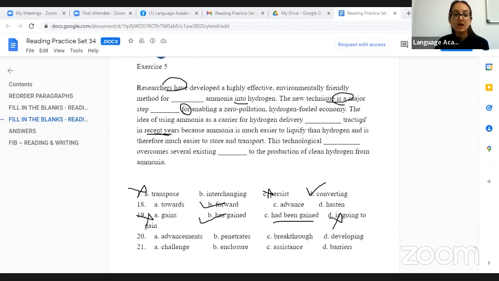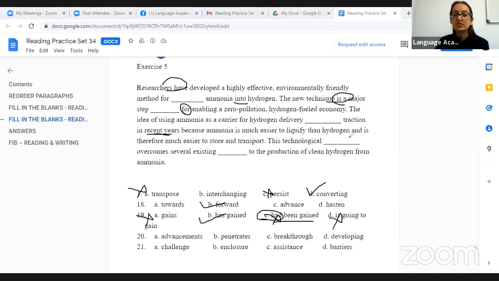So, has gained traction in recent years, because ammonia is much easier to liquefy than hydrogen and is therefore much easier to store and transport. If you don't want to think about active passive, you can even think that the whole passage is in present tense and had is past tense, so we cannot select had here. That is also a reason for not selecting had.